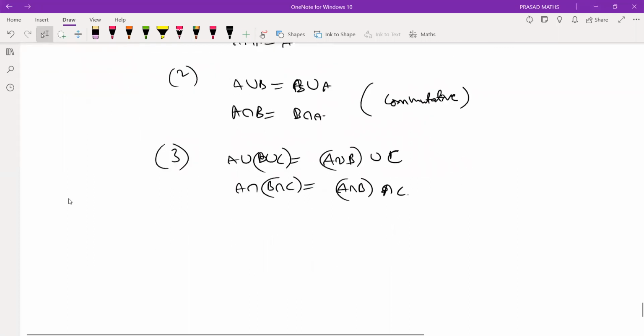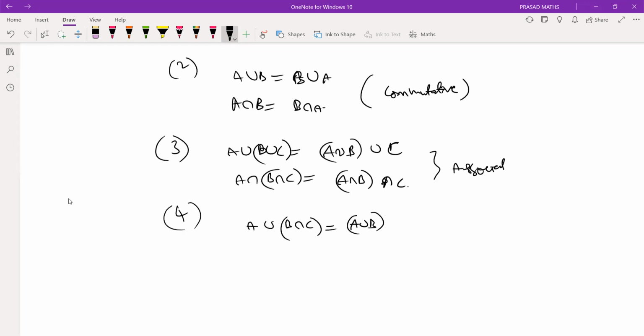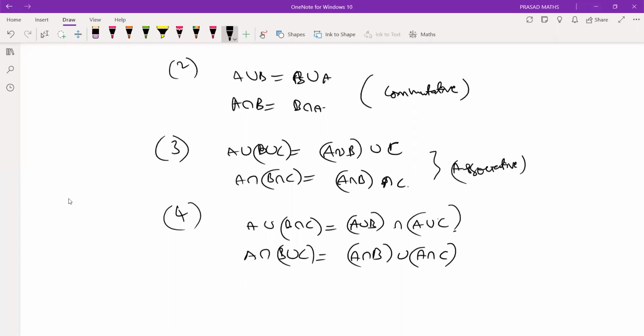Next, union is distributive over intersection. You should keep in mind these are very, very important once we go through ring theory and group theory. This is A union B intersection with A union C. And intersection is also distributive over union. This is A intersection B union with A intersection C. This is left distributive. Of course, you can write right distributive also.